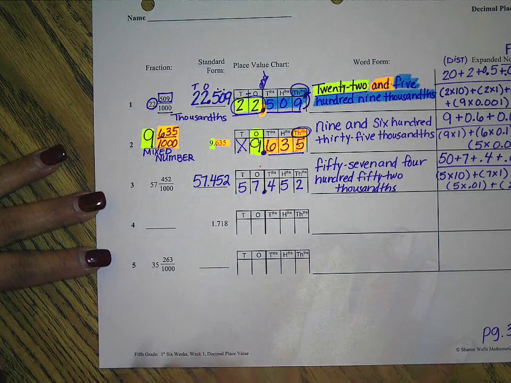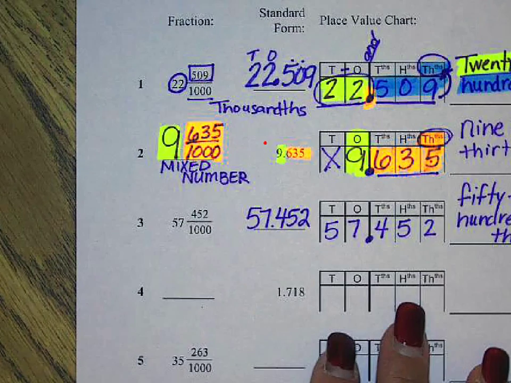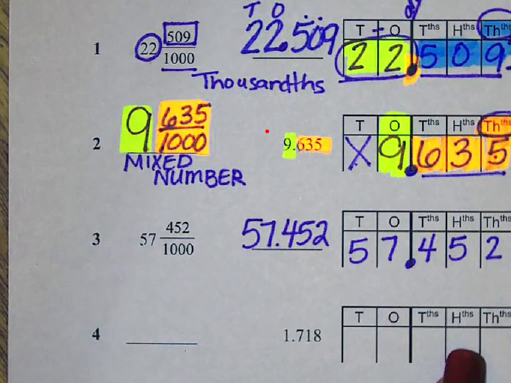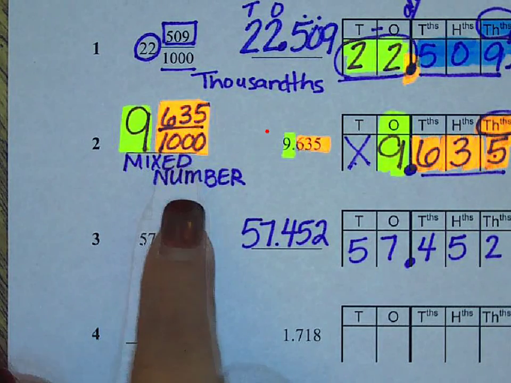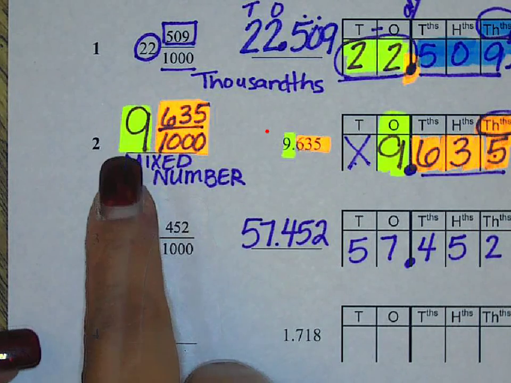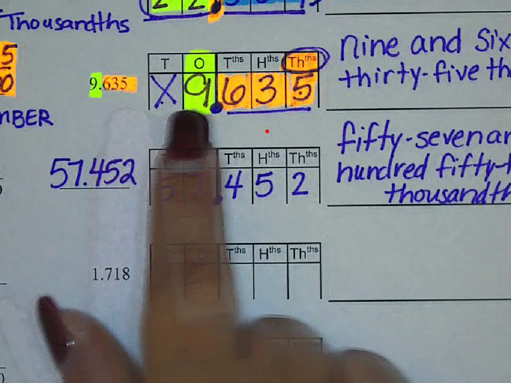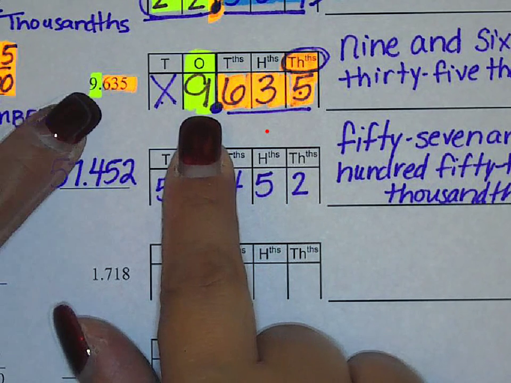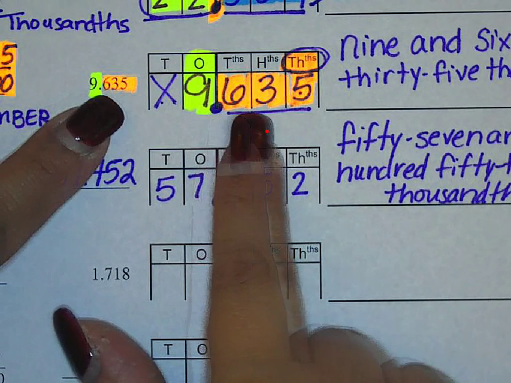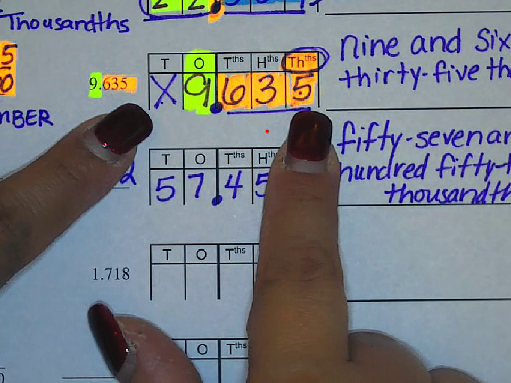Alright, now we're looking at number 2 on page 35. We have a mixed number, 9 and 635 thousandths. Remember, this is a mixed number because you have a whole number with a fractional part. I've done the same thing that I did earlier, where I gave you each digit in its correct place value: 9 ones, 6 tenths, 3 hundredths, 5 thousandths.